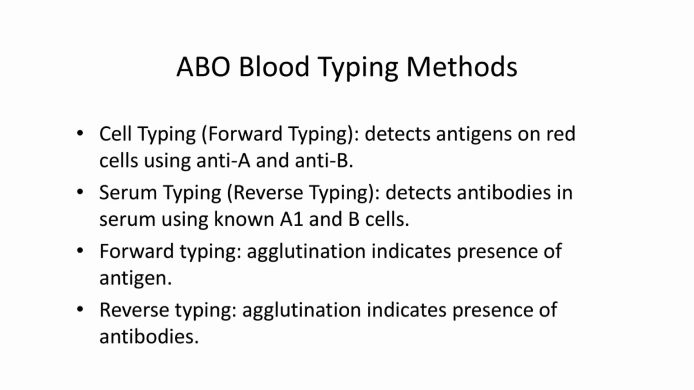In this method, if no agglutination occurs when unknown serum is mixed with reagent red cells, it means the serum lacks antibodies against the antigens present on the red cells. If agglutination occurs, it indicates that the serum contains antibodies that react with the antigens on the reagent red cells. Together, forward and reverse typing provide a reliable and accurate determination of a person's ABO blood group.